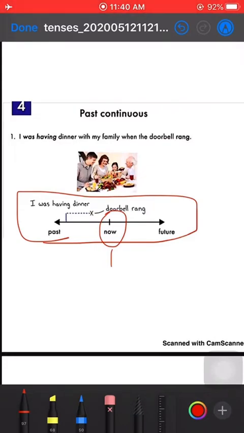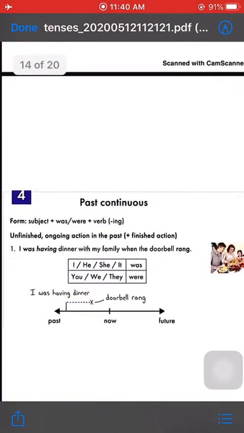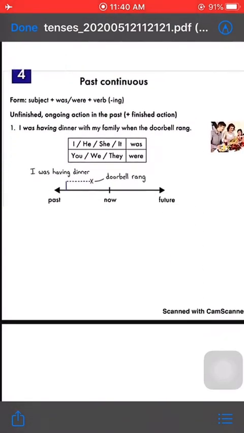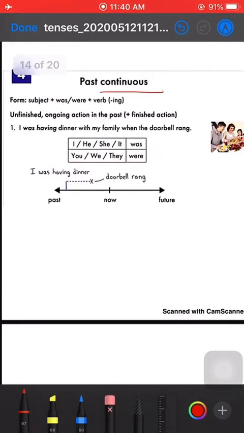So the past continuous tense talks about an unfinished, ongoing action in the past, and normally we also mention another finished action that interrupted it. So we make this sentence past continuous tense with the subject plus was, were plus verb first form. Here we will use the verb first form only. Why are we using the verb first form? Because it is in the continuous form. This is a continuous subject.